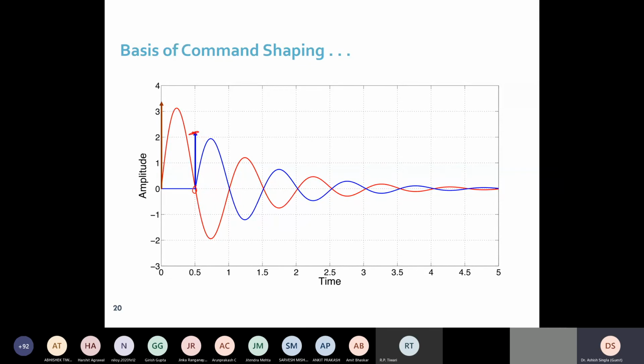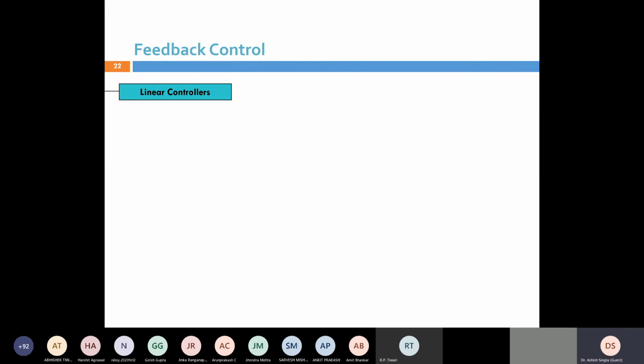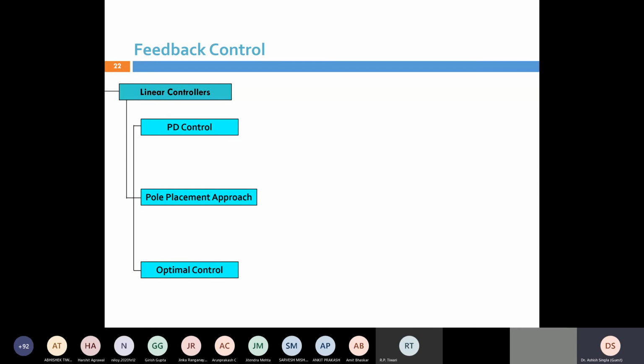So here you can see the second impulse will basically have the mirror image of the first impulse. So the net, if we give both the impulses simultaneously, net is the green result, which will give you the vibration-free response. So then we have the feedback controllers. As we discussed, we have PD control, pole placement control, optimal control. PD control we have discussed, PID control we have discussed in detail. Then there are more advanced controllers like the pole placement controller.